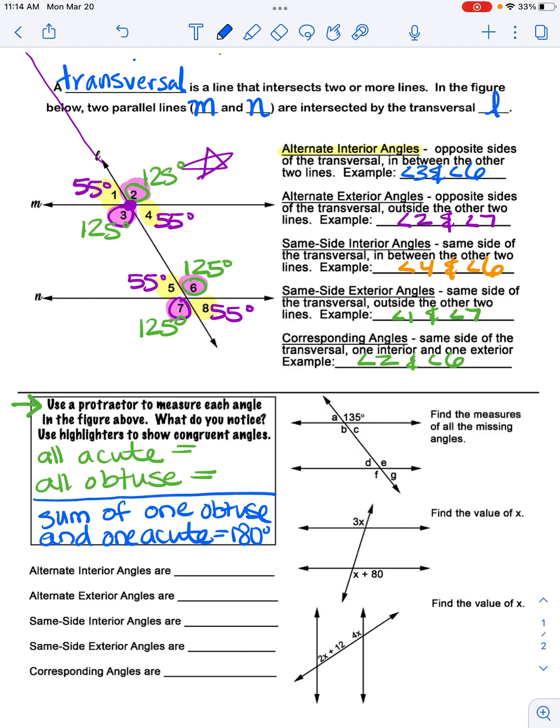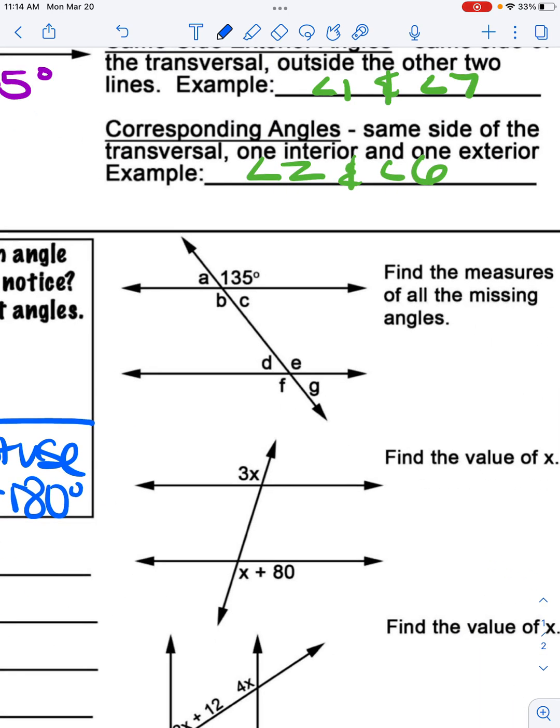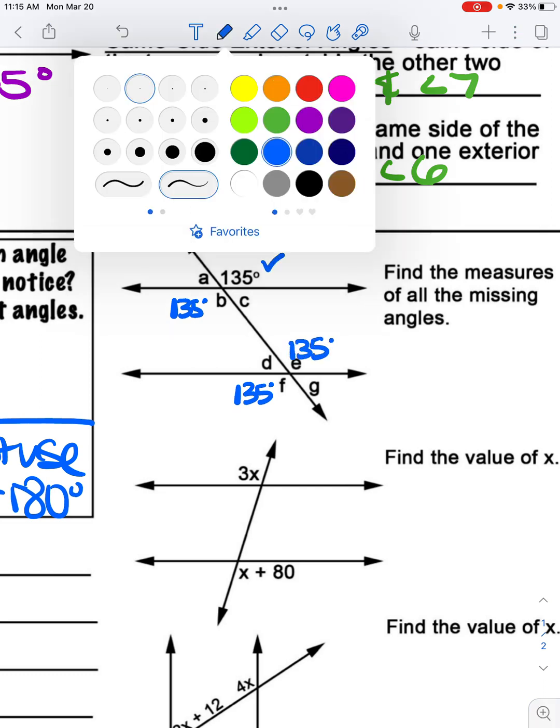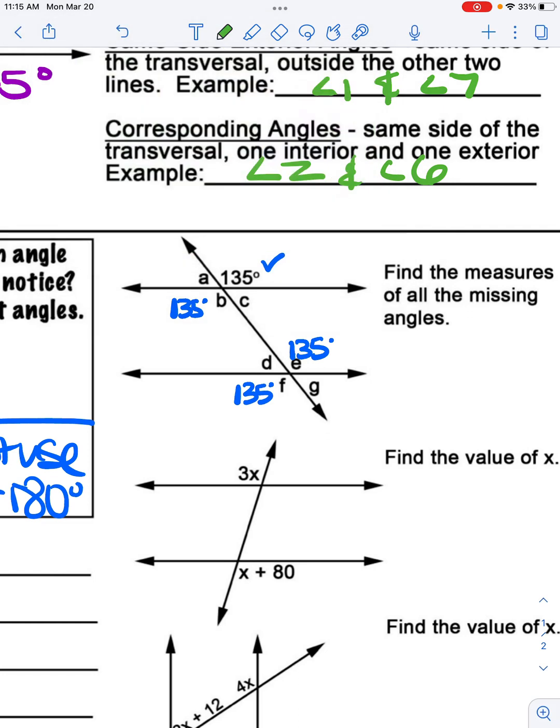So if that's true, that all of the obtuse angles are equal, without using a protractor, we know that every obtuse angle in this drawing is 135 because we knew that this one was 135. And we know that all the acute angles add up to 180 with that obtuse angle. So I can do 180 minus 135 to find out that all the acute angles are 45.